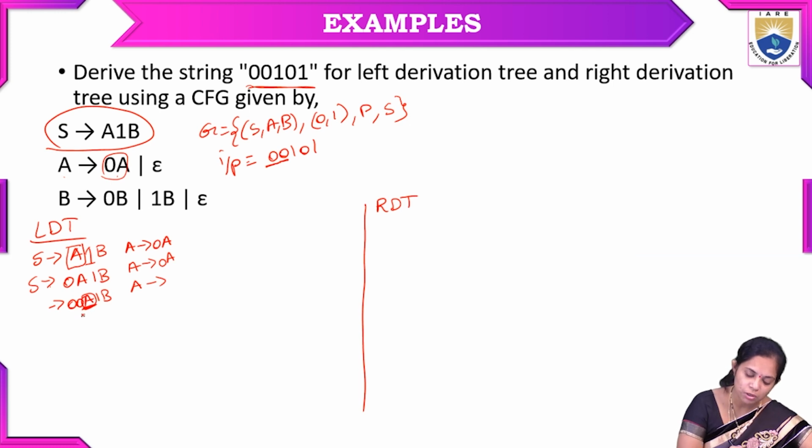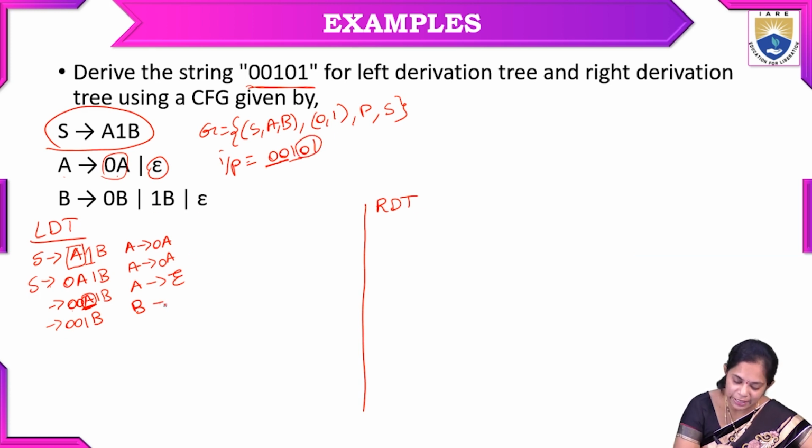So the leftmost non-terminal is A. Instead of this A, we will replace it with the epsilon symbol. So we will get 0, 0, 1. By replacing A with epsilon, we have the 0, 0, 1 input string, and then B. Here B tends to what we require, 0, 1.